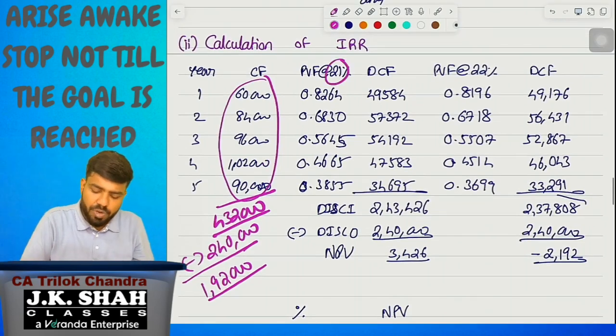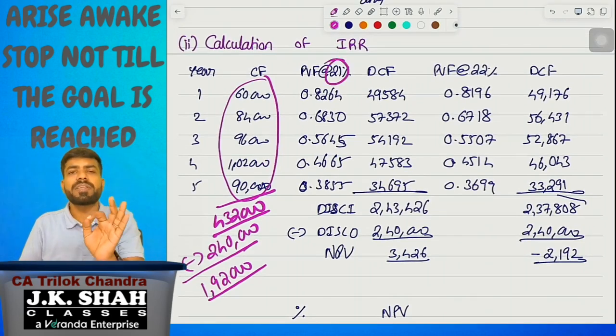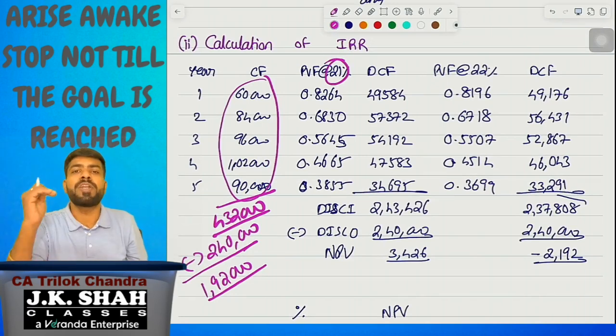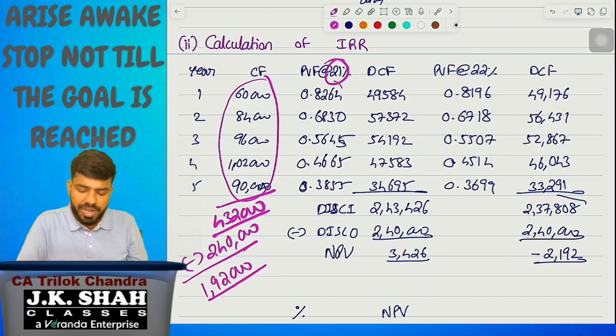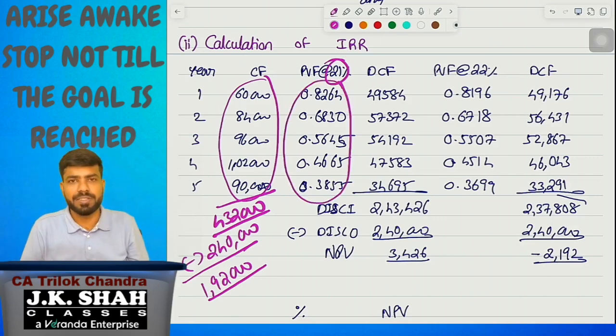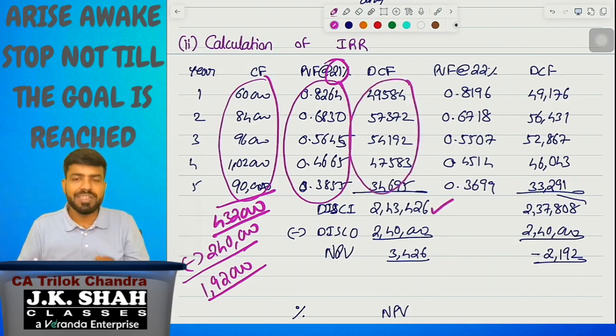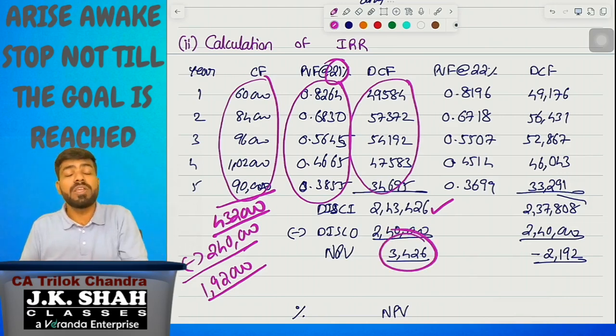As a guess, I am taking 21%. Using 21%, I am calculating the present value factors. How? 1 divided by 1.21 for the first year, 1 divided by 1.21 to the power 2 for the second year, to the power 3 for the third year. If you do that, we get the present value factors. If you calculate the discounted cash flows, the total comes to 2,43,426 minus DISCO. Even after taking 21%, I am still getting a positive NPV.